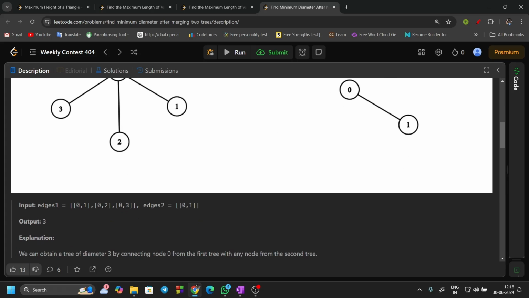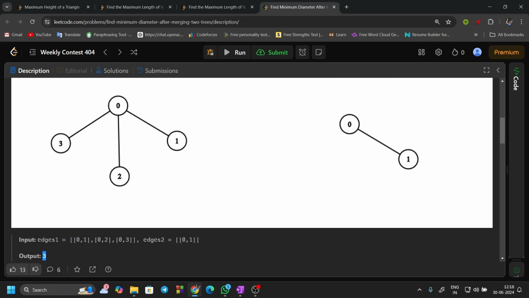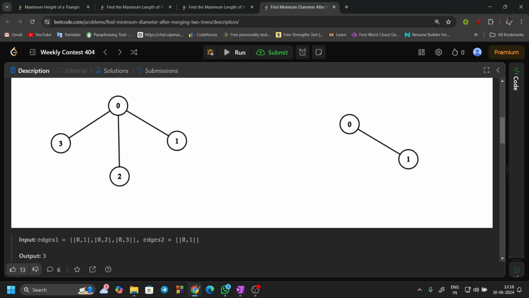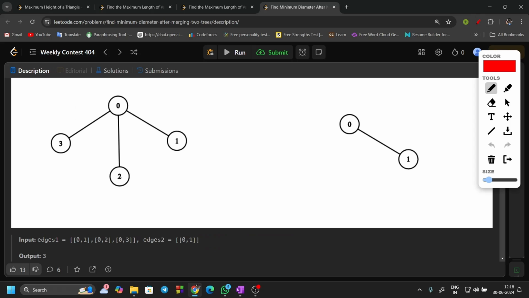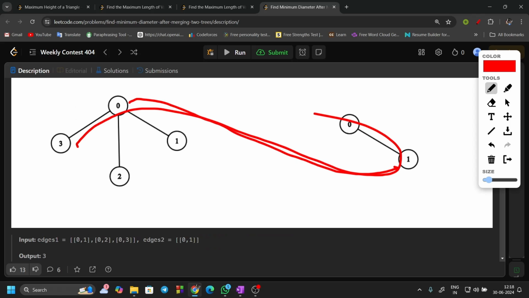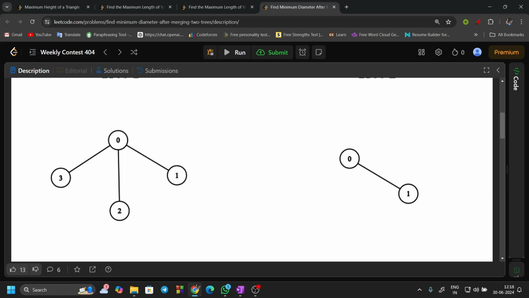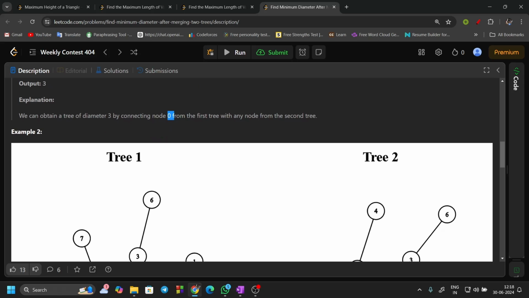So our answer for this case was 3 if we connected this 0 with this 0. If you connected this 0 with 1, then also you would get a diameter of 1, 2, 3, a diameter of 3 only. So that's our answer. This is the problem we need to solve. We need to connect these two trees with a single edge so that the diameter of the resulting tree is minimized.